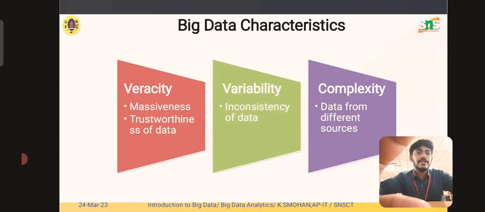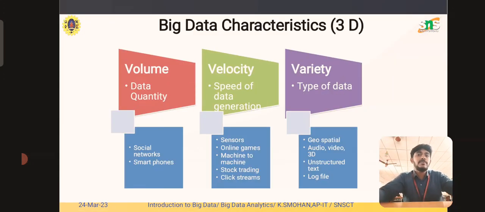In the big data characteristics, first is volume, which is the data quantity. Social networks and smartphones are different devices that produce large volumes of data. Velocity is the speed of data generation: sensors, online, machine to machine, stock trading, and click streams on YouTube when we click and watch videos. That is velocity.